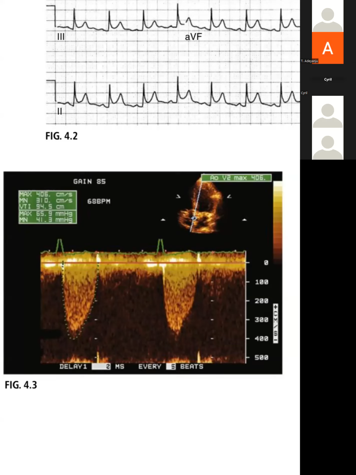It's even labeled though. See, AOV max is labeled. Okay. And aside from the labeling, if you look at where the continuous wave flow is actually placed, it's the fifth chamber. This is an apical 5-chamber view. Apical 5 chambers, not apical 4 chambers. Okay.